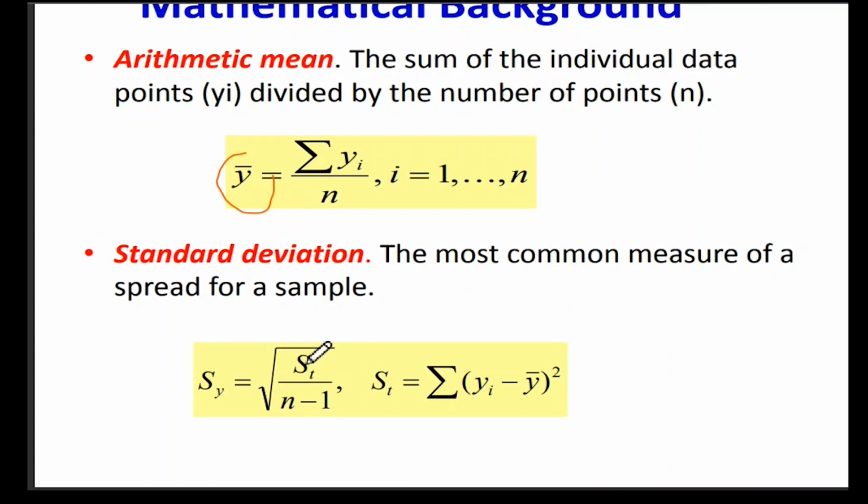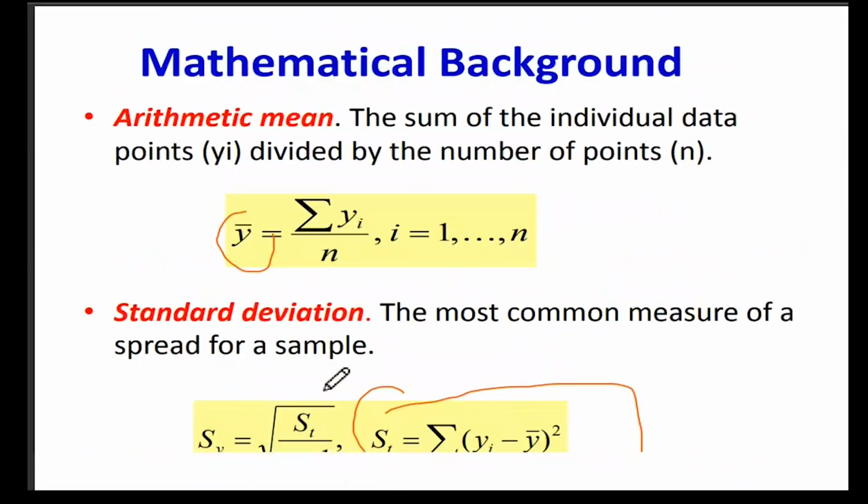How do we get the value of st? st is given by this value, which is the summation of the difference between the individual data and the arithmetic mean, squared. The summation of that gives you the value of st. If you divide it by n minus 1 and take the square root, you get the standard deviation.